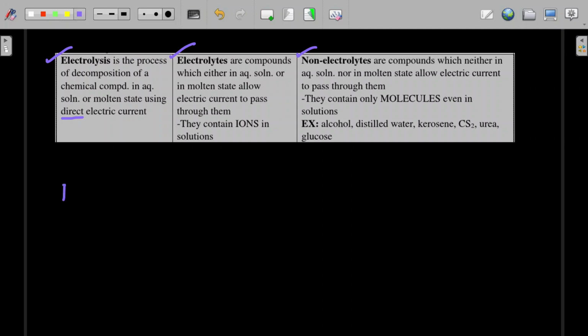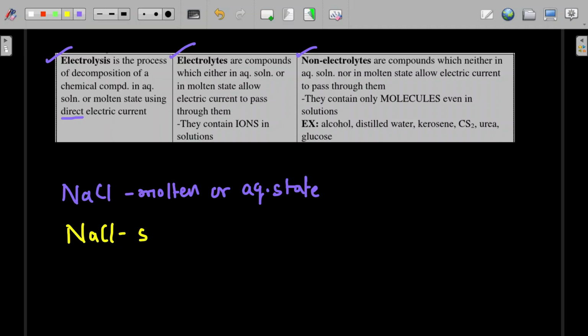So the question comes here. Give reason question. NaCl conducts electricity when it is in the molten state or aqueous state. Aqueous matlab dissolved in water. Okay. But the same NaCl in the solid state do not conduct electricity. Ayona, can you tell me why?